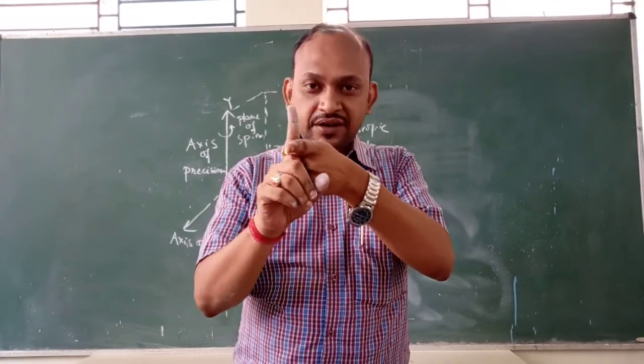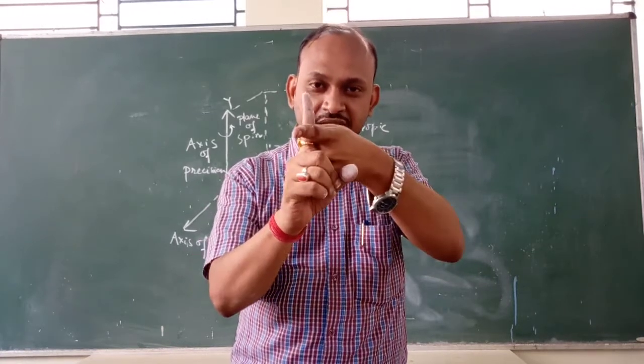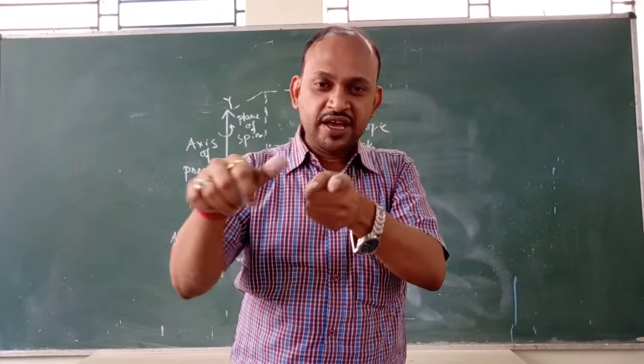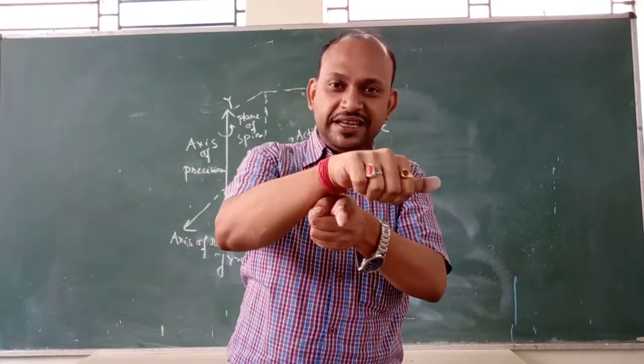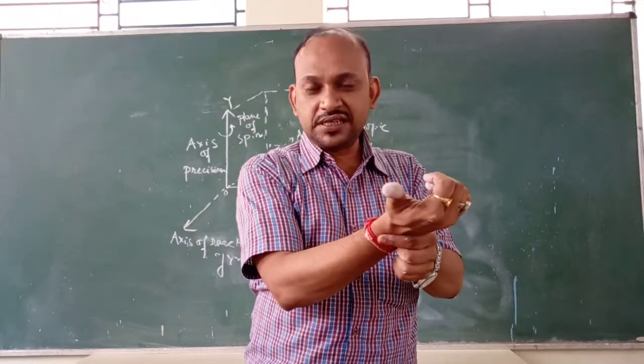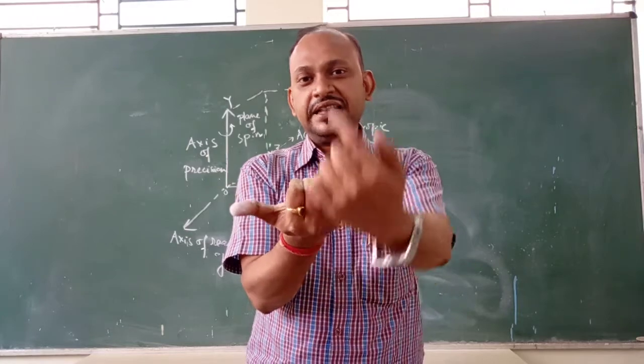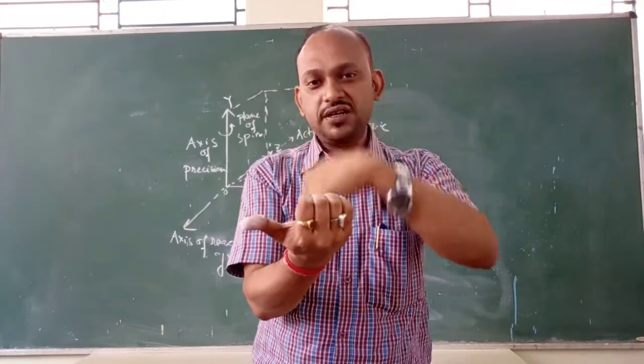And the active gyroscopic couple always takes place in the direction of rotation. Suppose it is rotating in this way, so the active couple will be acting in this way, and this will be the sense of the couple. In order to balance the system, you have to apply the reactive couple in the opposite direction, and that will be pointing in the upward direction.